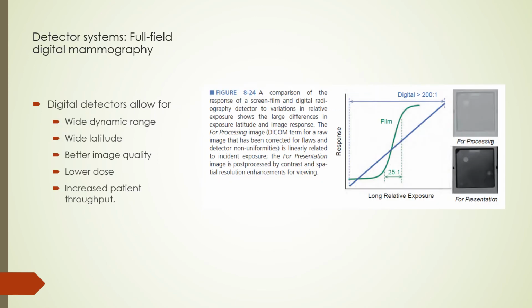Digital mammography has several advantages over screen film systems. Aside from the wide dynamic range and wide latitude of a digital system over screen film, digital detectors also require less exposure because of higher sensitivity in the low exposure regions. There is also increased productivity and patient throughput when digital image receptors are used. Image quality is also improved and lesions are more conspicuous because of post-processing. The figure shows the curves for screen film and a digital detector.